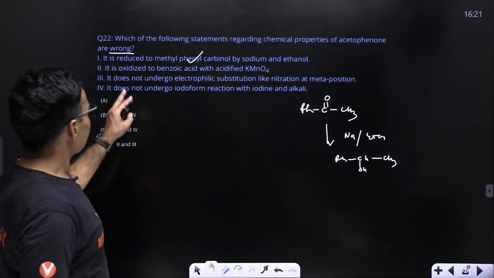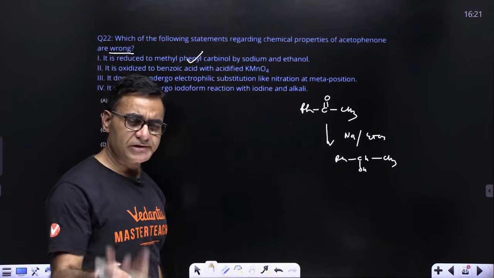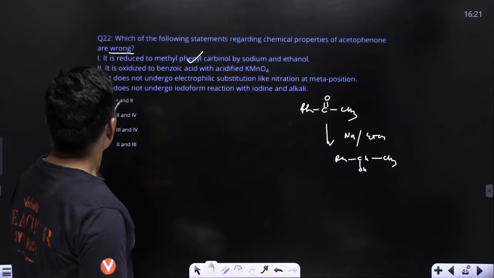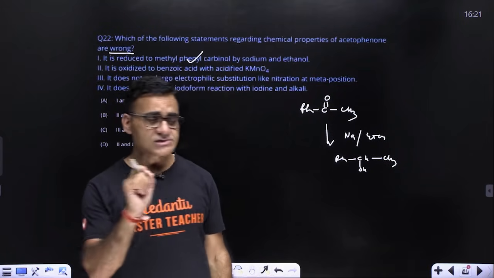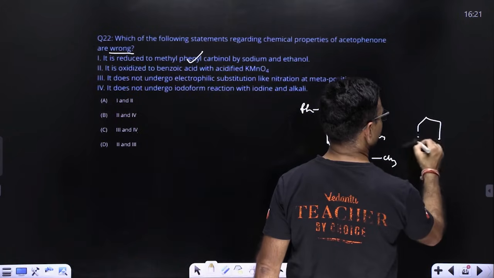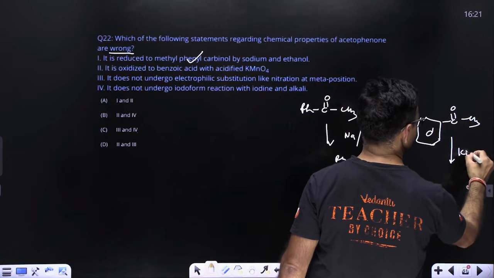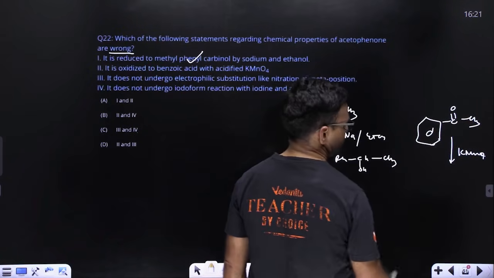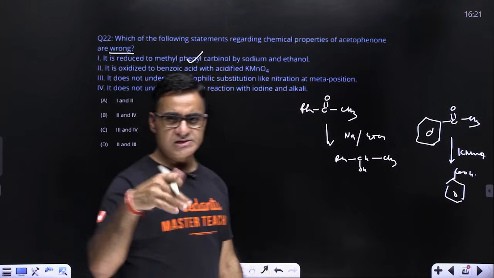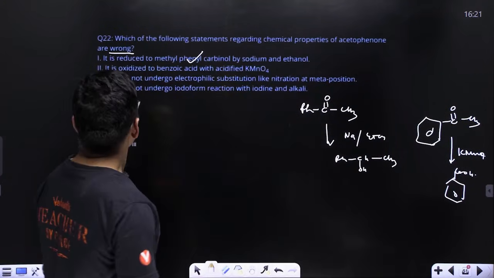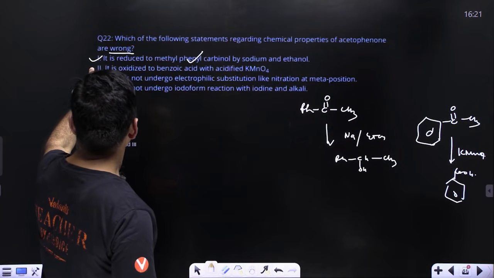The first one is correct. It is oxidized to benzoic acid with acidified KMnO4. Since it is a ketone, ketones cannot be oxidized. Ketones cannot be oxidized in general, but this is actually a ketone where an aromatic ring is connected. So whenever you treat this with KMnO4, you will get it oxidized into benzoic acid. This is a correct statement. In general, ketones cannot be easily oxidized under normal conditions, but this will go to benzoic acid. So this is correct, and this is also correct.